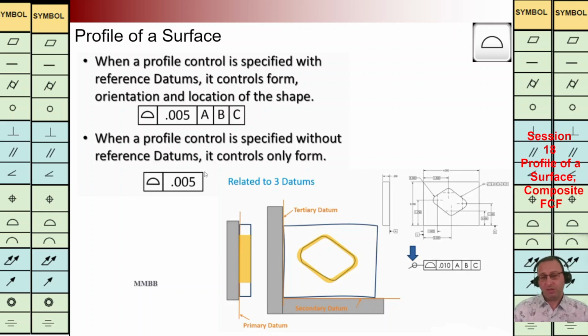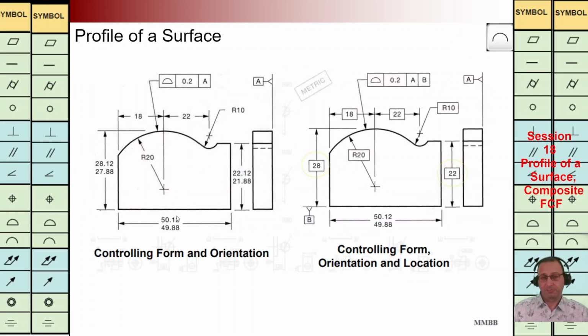But whenever we don't have any datum reference, when we don't have any reference plane here, we are going to control just the form of that profile. Let's see this example. At the left hand side, we are going to control the form of this surface, and the TZ is 0.2 respect to plane A.